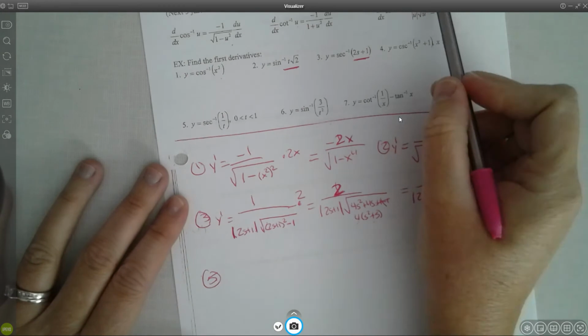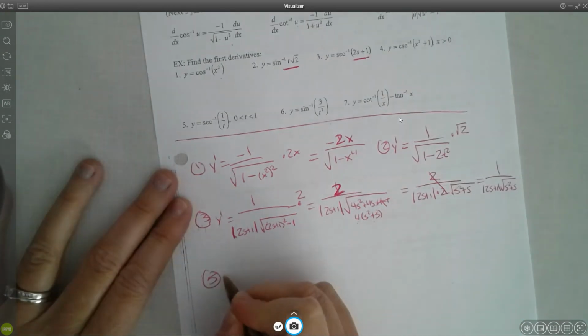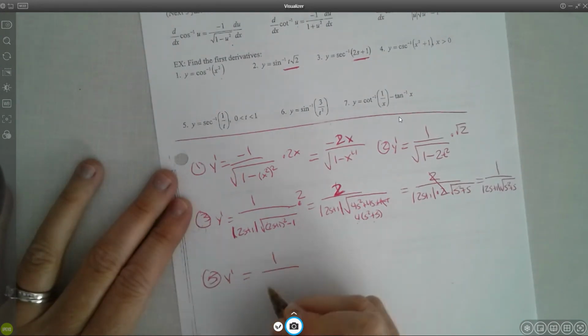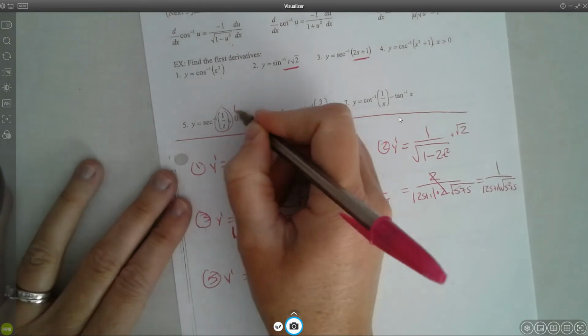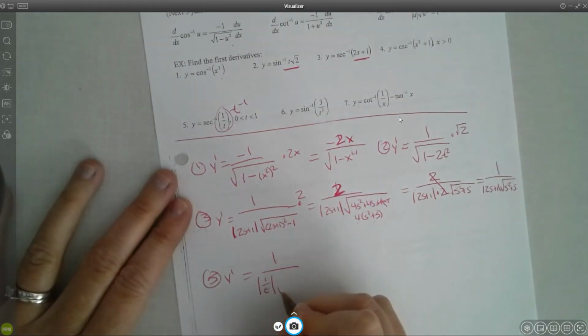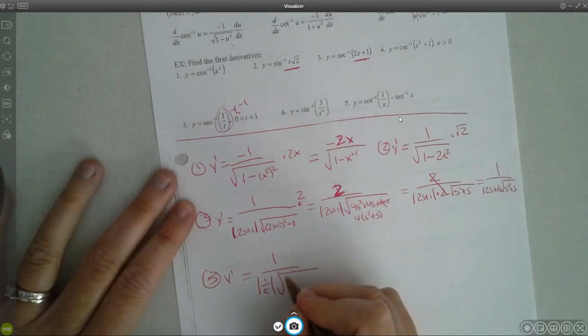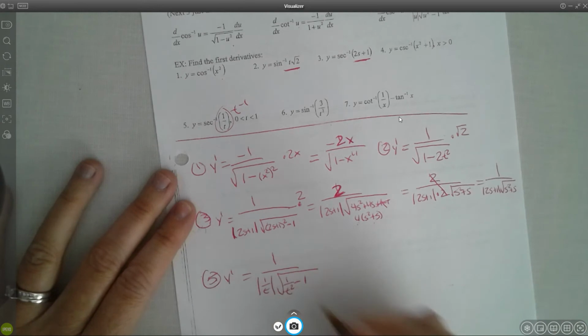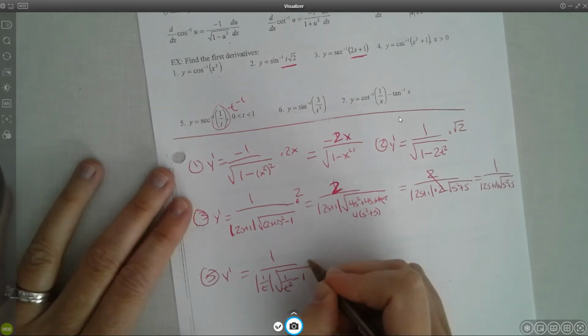So you plug in the secant inverse. So you're going to have, and the derivative is 1 over, this is your u. That's t to the negative 1. So you have the absolute value of 1 over t, square root, t squared would be 1 over t squared because the 1 is squared and the t is squared, minus 1. I'm going to get times the derivative of that.